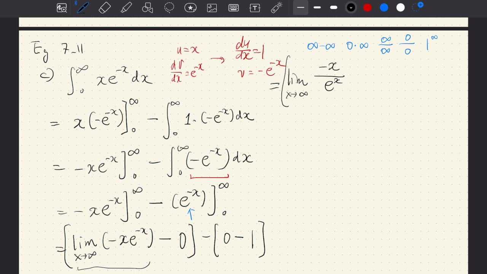Okay, so here, minus 0, we just omit it. And here, for the second term, you get the minus -1, so this is +1. Okay.